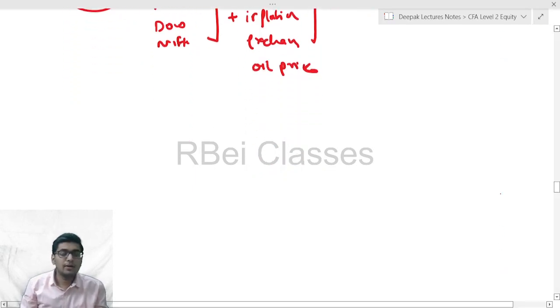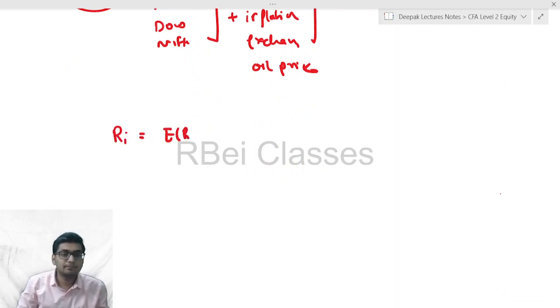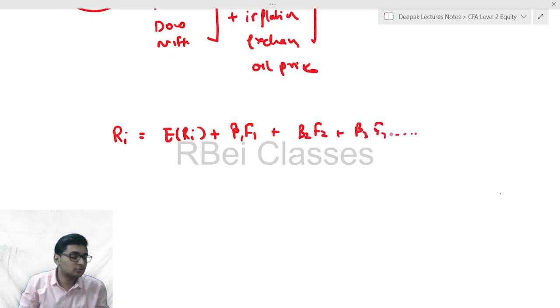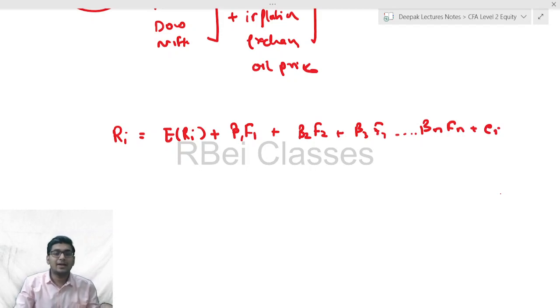Clear? So how do I write the equation for this? It is going to be the expected return of that particular stock, but I am going to add a few factors: beta 1 times factor 1, beta 2 times factor 2, beta 3 times factor 3, and so on, up to beta n times factor n, plus the error term. Clear? I am arranging that equation and saying that there are many factors which are impacting the return of this particular asset.